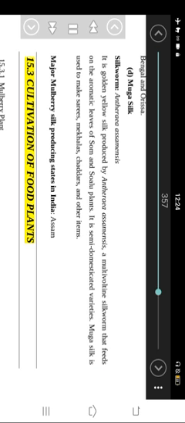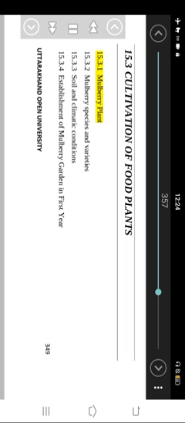15.3 Cultivation of food plants. 15.3.1 Mulberry plant. 15.3.2 Mulberry species and varieties. 15.3.3 Soil and climatic conditions. 15.3.4 Establishment of mulberry garden in first year. 15.3.5 Maintenance of mulberry garden. 15.3.5.1 Pruning. 15.3.5.2 Biofertilizers and micronutrients. 15.3.5.3 Intercropping. 15.3.5.4 Weed management. 15.3.5.5 Harvesting.